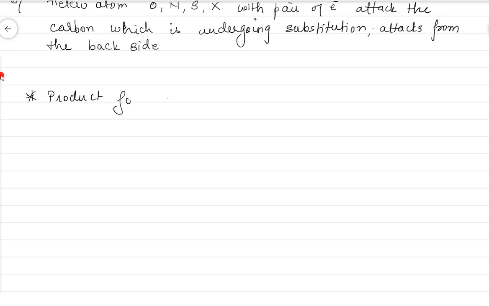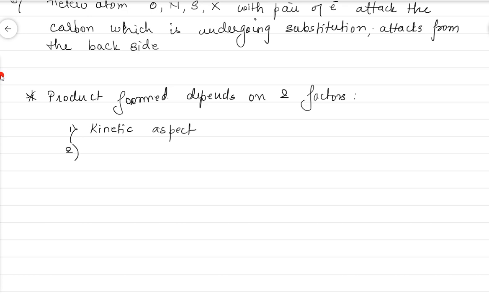The product formed depends on two factors, we can say. Depends on two factors. Okay, so what are the two factors? The two aspects which decide the product: the kinetic aspect and the stereochemical aspect.